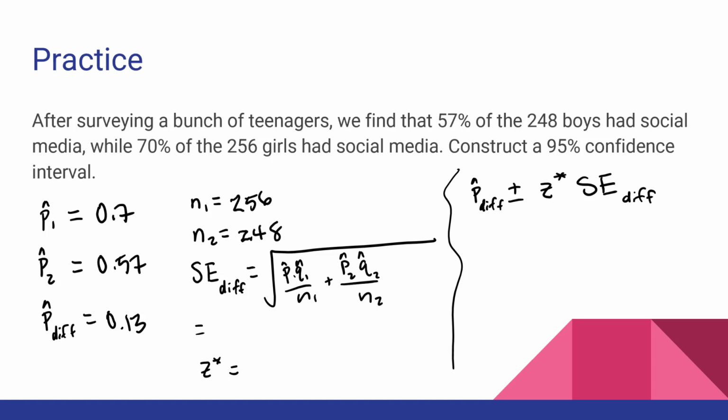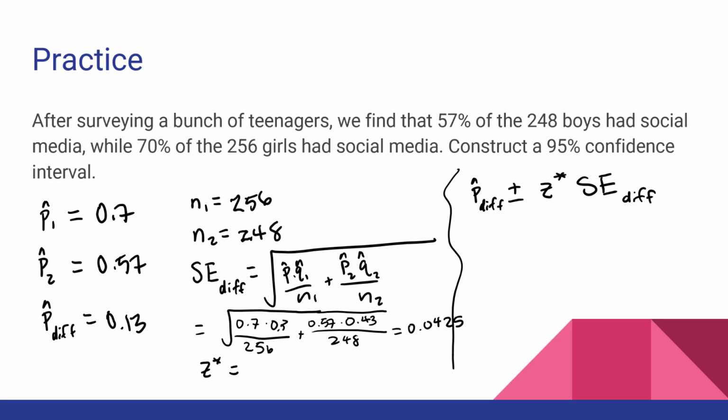Plugging everything in, that would be our p hat 1 of 0.7, q hat 1 of 0.3, because 1 minus 0.7 is 0.3. Our n1 is 256 plus 0.57 times 0.43 over 248. Putting all of that into the calculator, we get 0.0425. So that is our standard error.